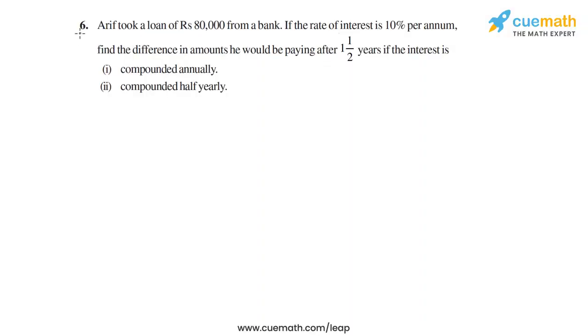Okay, here's what the problem says in question number 6. The problem statement is as follows. Arif took a loan of rupees 80,000 from a bank. If the rate of interest is 10% per annum, find the difference in amounts he would be paying after 1.5 years if the interest is compounded annually and if the interest is compounded half yearly.